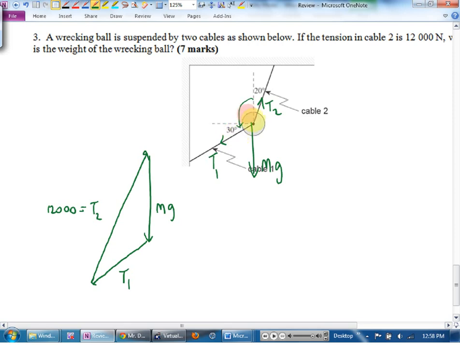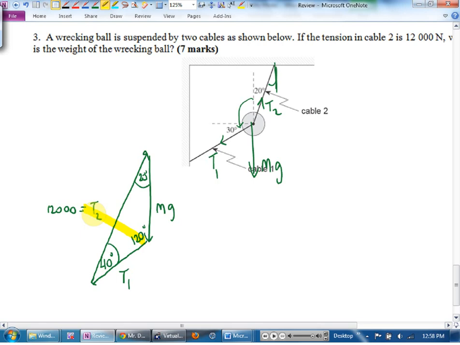I'm not quite sure what this is, but this is next to a vertical line. Here is next to a vertical line. How big is that angle right there? Ooh, I see a Z. This angle up here is 20 degrees. So every triangle adds to 180. This angle down here is 40 degrees. And now, because I have a pair right here, I can use the sine law. They want me to find mg, the weight of the wrecking ball. Sine of that over that equals the sine of this over that.